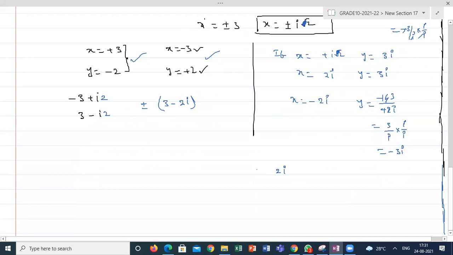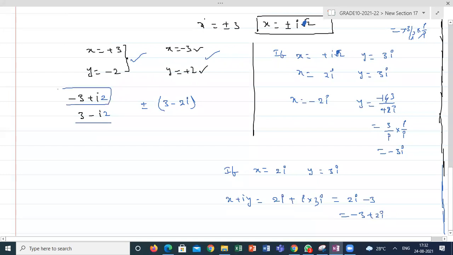If x is equal to 2i, then y is equal to 3i. So what is your complex number? x plus iy. If I am substituting, what am I getting? 2i plus i into 3i. What am I getting here? 2i minus 3. So this will be minus 3 plus 2i. See here, minus 3 plus 2i, the same as what I got for plus 3.